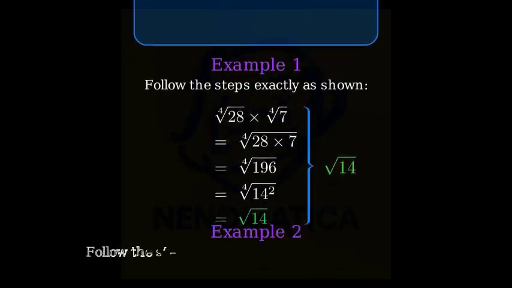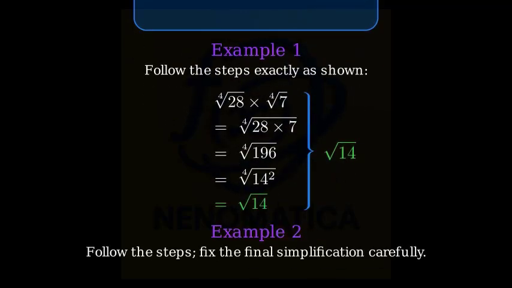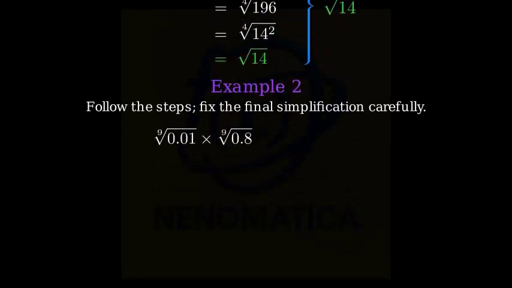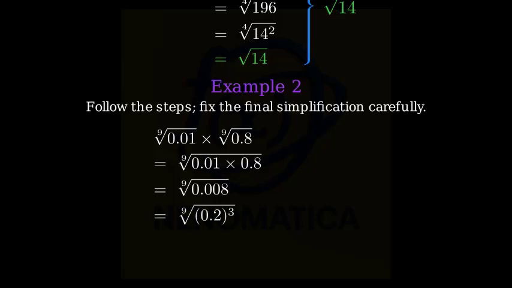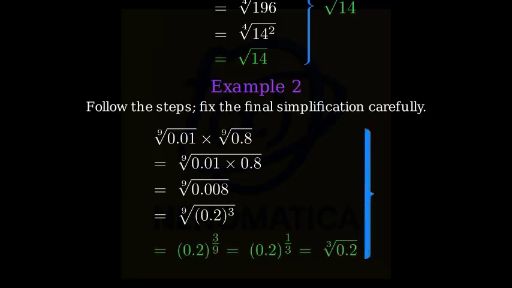Now for example 2. We will again follow the listed steps and correct a small simplification at the end. Begin with the expression. Use the product rule to merge the ninth roots. Multiply inside to get 0.008. Rewrite 0.008 as 0.2 cubed. Finally, the ninth root of 0.2 cubed is 0.2 to the power 1/3, which is the cube root of 0.2. So the second result is the cube root of 0.2, or equivalently 0.2 to the 1/3.